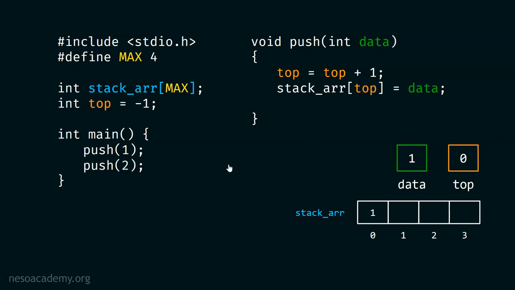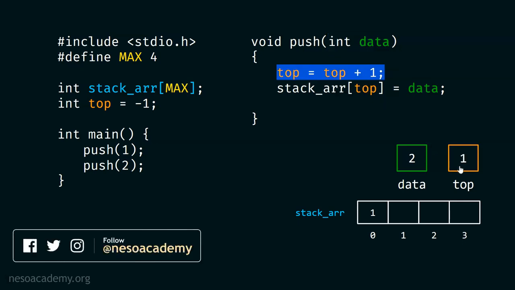Okay. Let's say we are interested in pushing this element too. In that case, obviously, this variable data will receive this value too. After this, we have this top equal to top plus 1, which means that top will get incremented by 1. And after this, we are using this line of code to put this value inside this memory cell, right? So after this step, 2 will get stored over here. Isn't that simple? I hope the idea is clear to you.